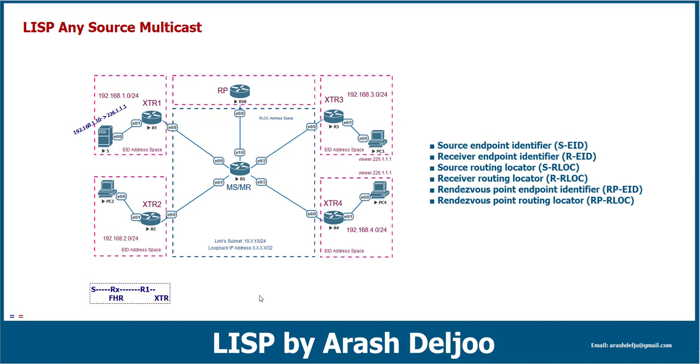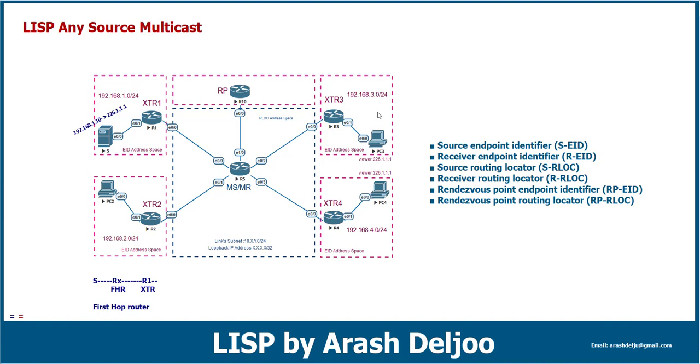This is the FHR. This is a term about multicast, not about LISP. FHR means first hop router. The first hop router is the router directly connected to the source. But here, as you can see, the server is directly connected to R1. Because of that, R1 is both the XTR and the first hop router, the router that is accepting the multicast traffic.